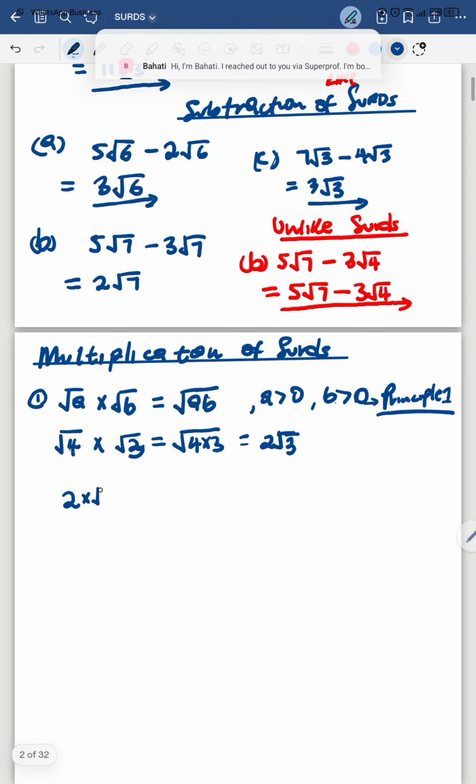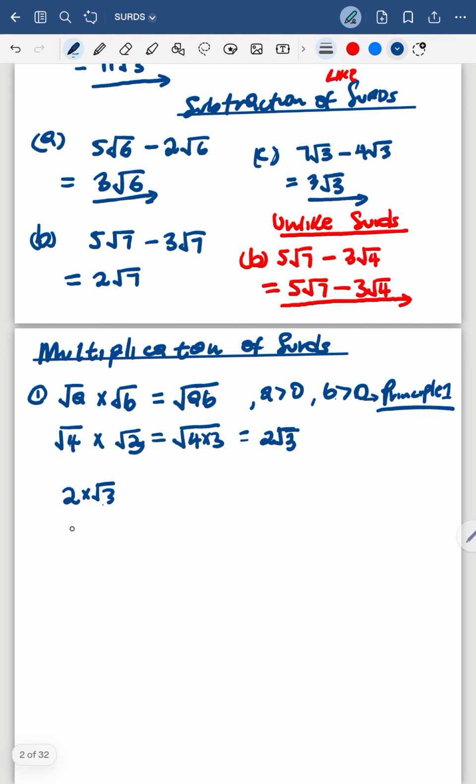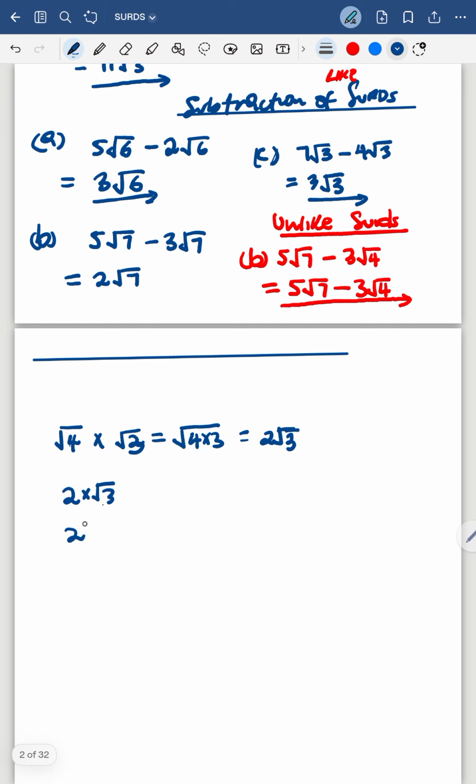So make sure that you have this. What I'm saying is that the square root of 4 is 2. Then you are left with this one, which doesn't have a square root, so you leave it like this. Then 2 multiplied by root 3 is going to be 2 root 3, like this. So this will be your answer.